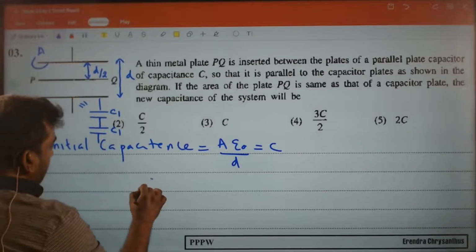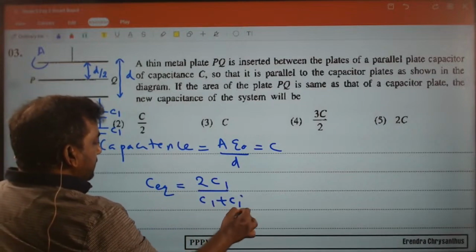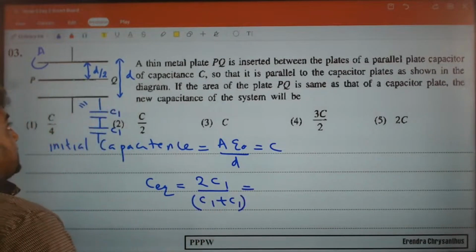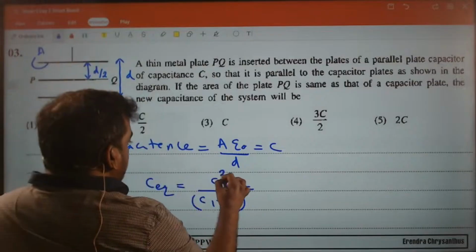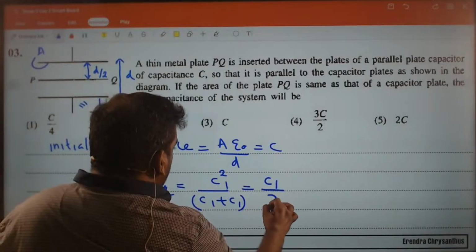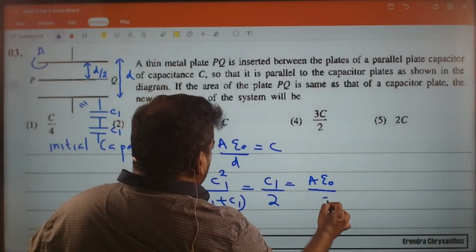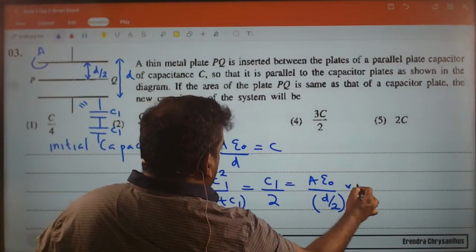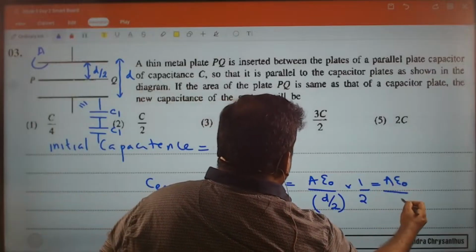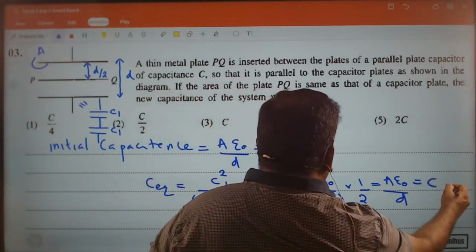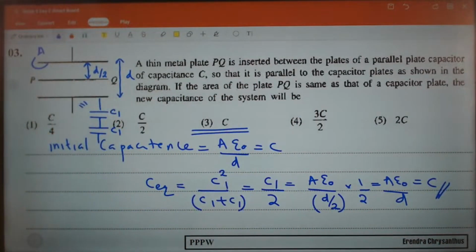Capacitors in series are like parallel resistors. Multiply both the capacitors, divide by the addition. You will get C1 divided by 2. C1 is A ε₀, area is same, distance is d over 2. Times half. 2 and 2 cancel off, A ε₀ over d. What can you say? A ε₀ over d is equal to C. So equivalent capacitance also is equal to C.